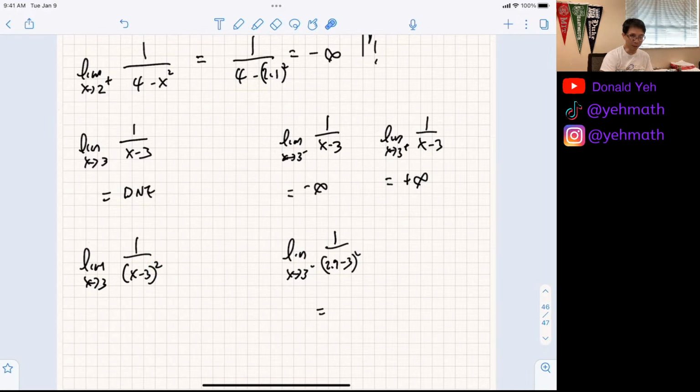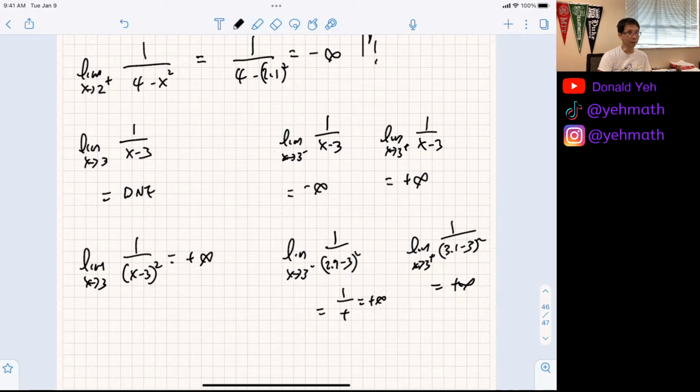Now this time it does not exist, because this one is going to be 1 over positive, so it's going to be positive infinity. And the limit as x approaches 3 from the right is 3.1 minus 3 squared. That's still going to be positive. It's positive infinity. Therefore, this is positive infinity. And that's it. This is an easy lesson for today. That's it. It's not much more.